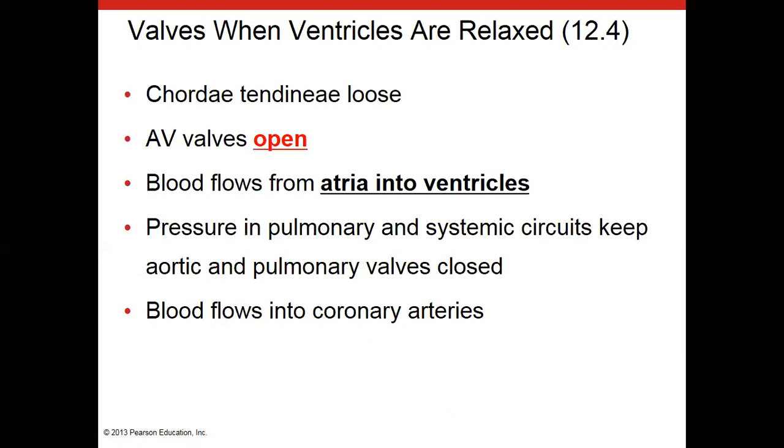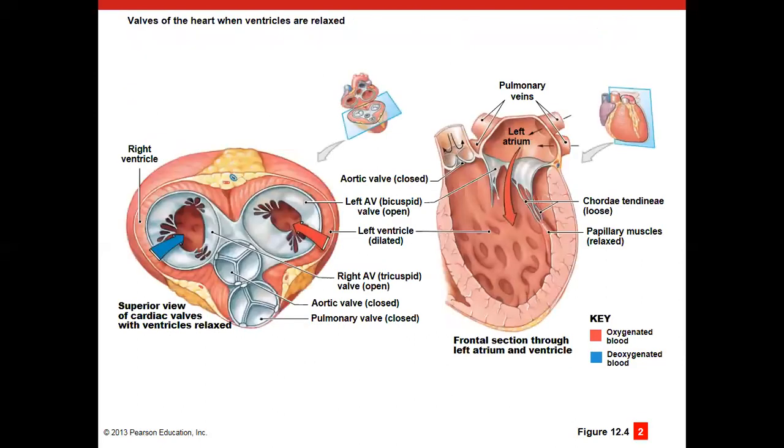At the same time, blood is flowing into the coronary arteries. So when the atrioventricular valves are open, right here, left side, right side, the semilunar valves are closed. Right here, you've got the left atrium, and blood is flowing from the left atrium to the left ventricle through the left atrioventricular valve, or bicuspid or mitral valve. This aortic semilunar valve is closed. So blood is filling the ventricle, and you need to fill the ventricle with as much blood as possible before the ventricle contracts and pumps blood out to the aorta.